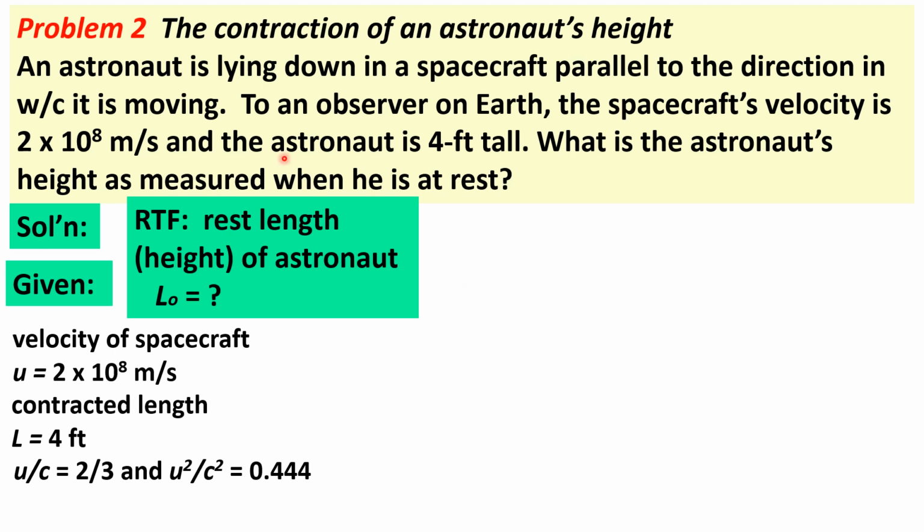Okay. We are sure that this is the L naught because of the statement, what is the astronaut's height as measured when he is at rest? Right. So, for our working equation, originally our length contraction formula is this one.